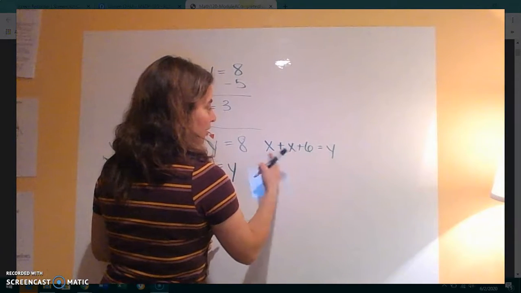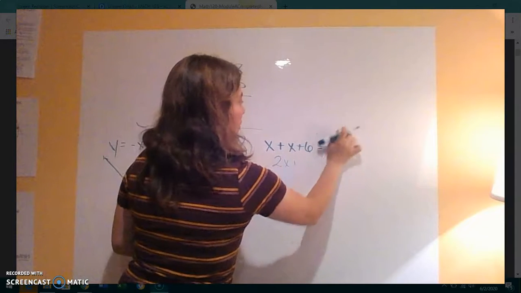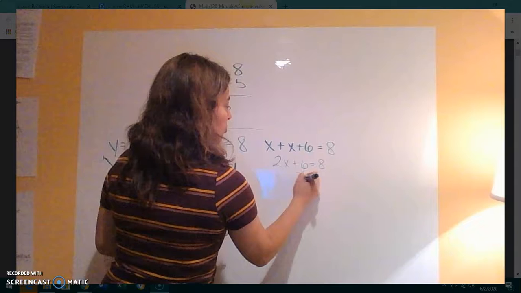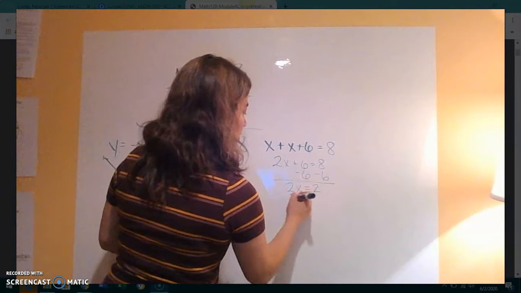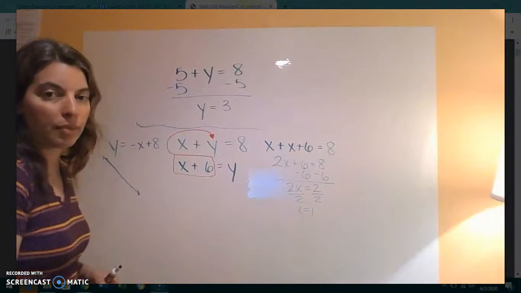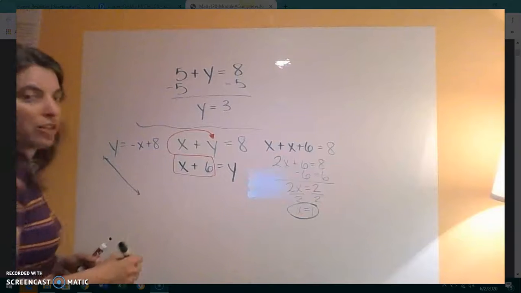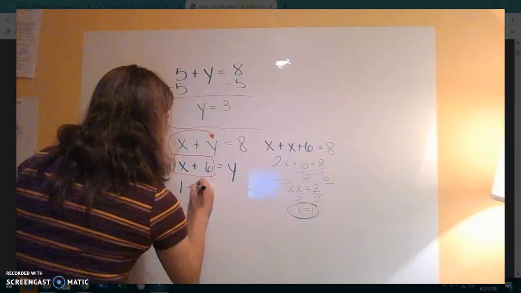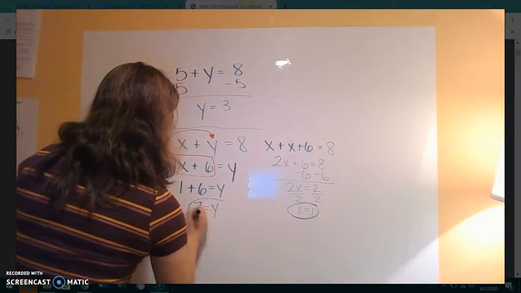And that equals 8, not y. Well, why is this good? Because now I have 2 things that I can add. So I have 2x plus 6 equals 8. Subtract 6. 2x equals 2. Divide by 2. x equals 1. So there's my value for x. And then to find y, I can plug it back in. So I would say 1 plus 6 equals y. Well, that means y must equal 7.